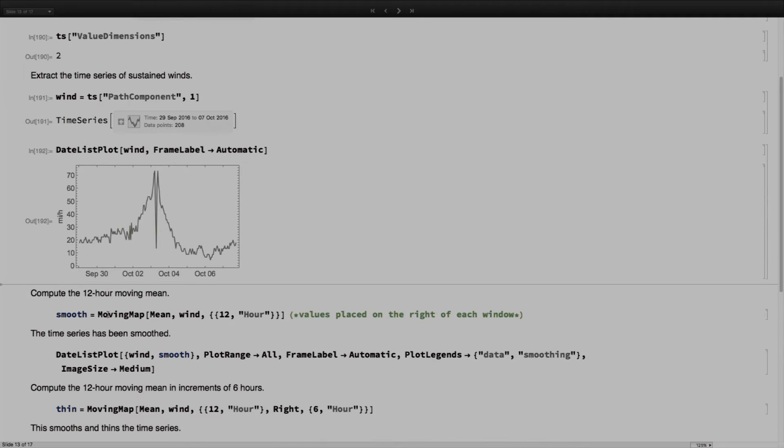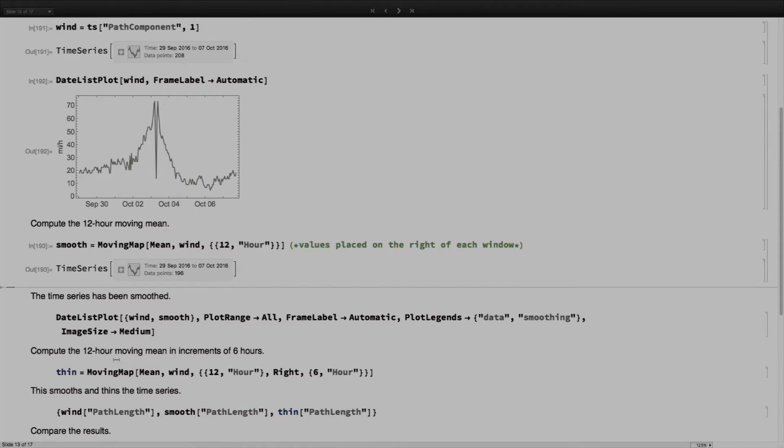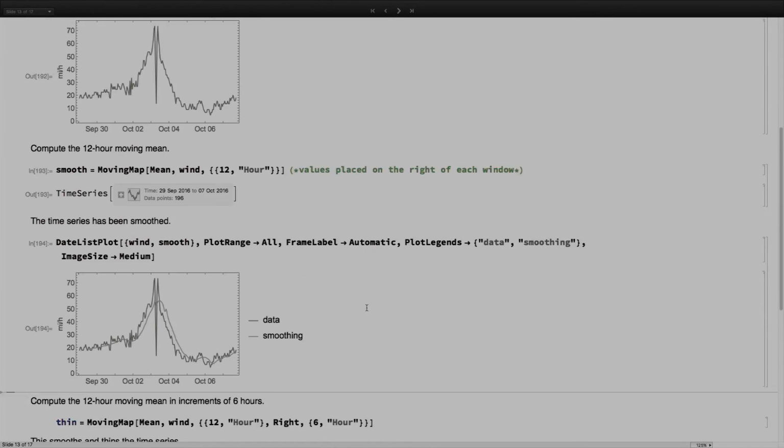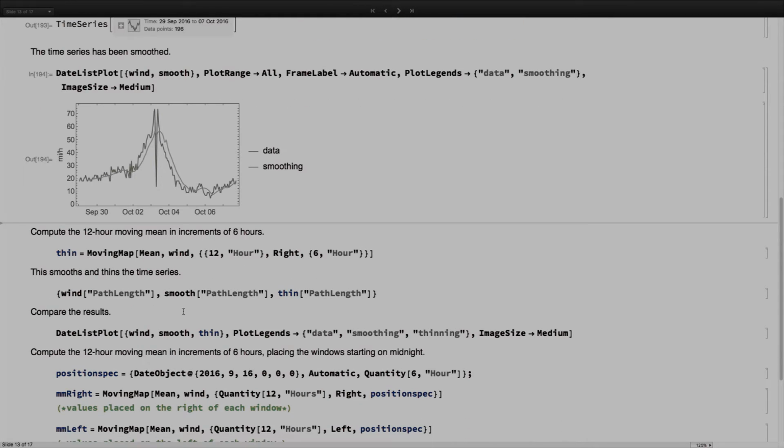So, a 12-hour moving mean. That means using moving map with mean on the wind, which is my time series, and then specifying the 12-hour window. And by default, the windows are placed on the right. So the plot shows us exactly how this looks after smoothing.